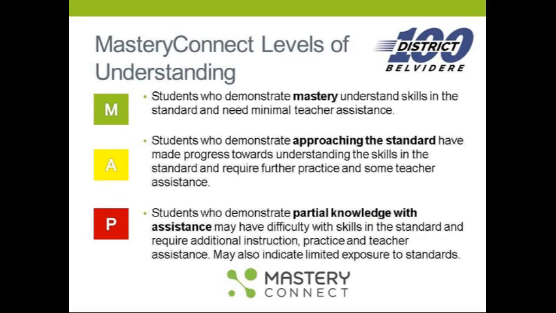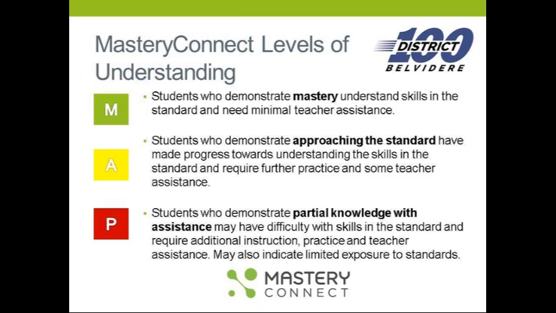We are going to take some time now to become familiar with the information in Mastery Connect. Student levels of understanding for each standard are indicated in Mastery Connect by the Mastery, Approaching, and Partial Knowledge with Support designations. Students who demonstrate mastery will have a green box with an M next to the standard. This means the student shows an understanding of the skill with little to no help.